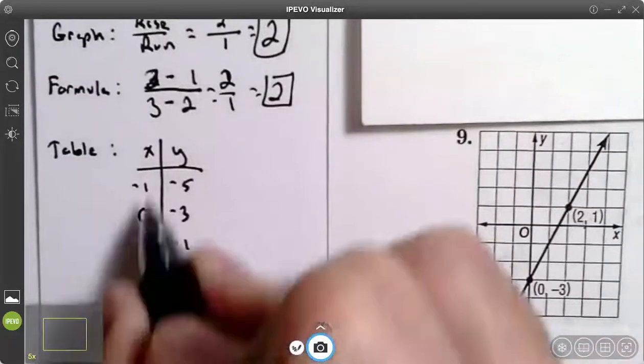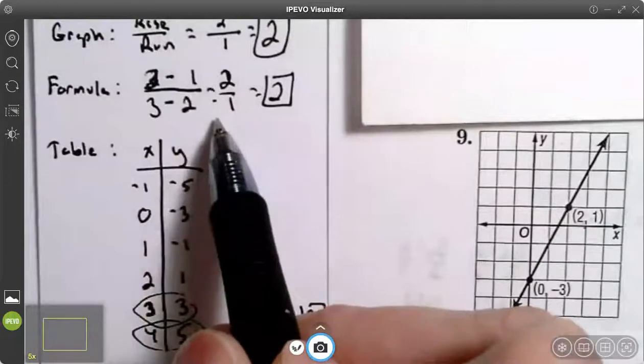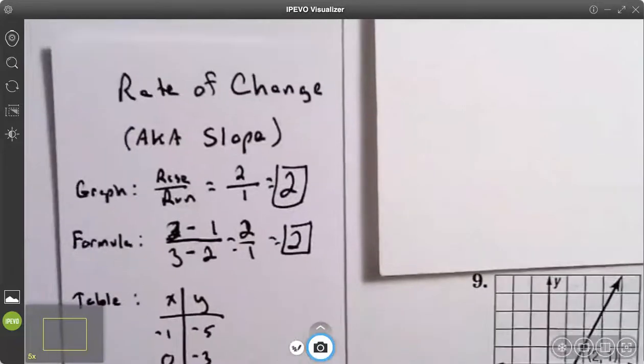So whether you use a table, or whether you use the formula, difference in y's over difference in the x's, or whether you count rise over run, which you really need to be able to do, rise 2, run 1, rise 2, run 1, you're going to get the same answer. The point of this is to let you know that rate of change and slope are one and the same. Rate of change equals slope.